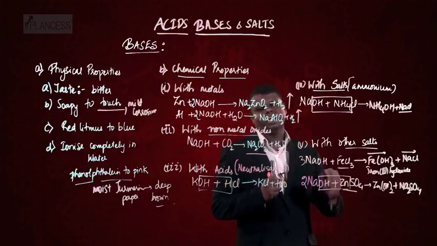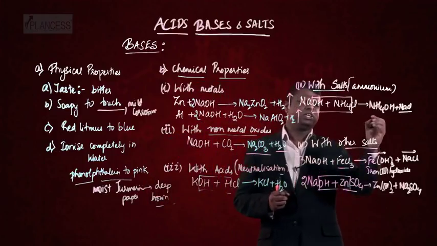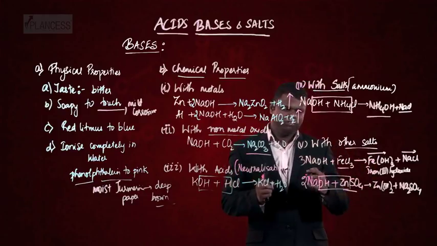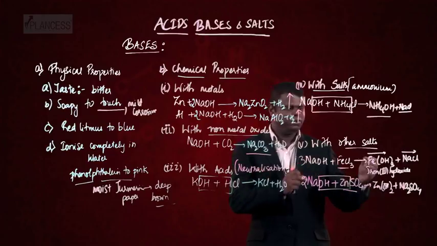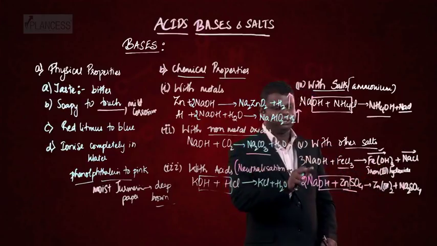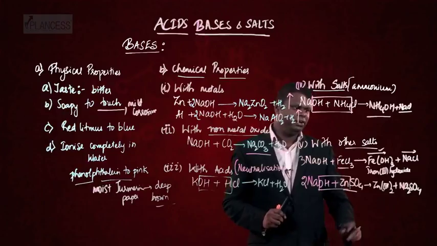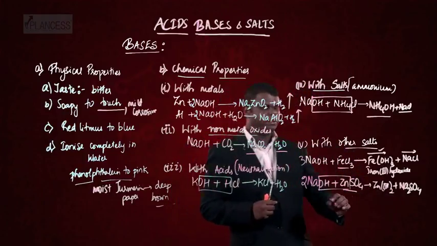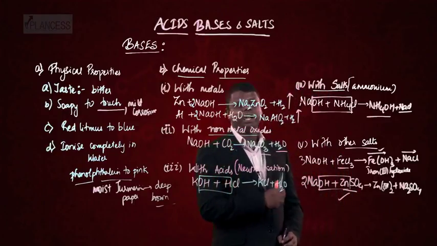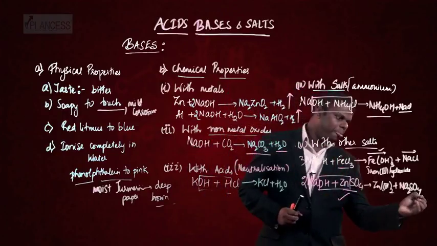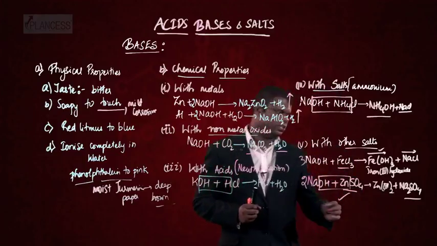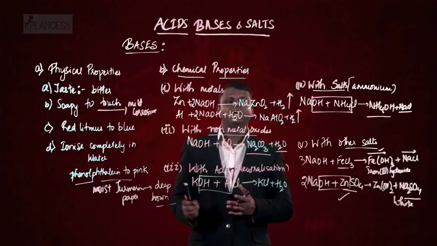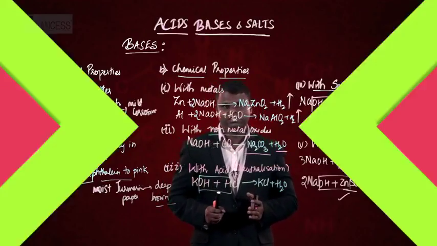And then with salts like ammonium chloride, it forms the corresponding ammonium hydroxide releasing sodium chloride. With other salts, it forms a different type of salt releasing a different type of base. You have sodium hydroxide reacting with iron chloride to form iron hydroxide and sodium chloride. Similarly, sodium hydroxide reacts with zinc sulfate to form zinc hydroxide, which is again a base, and it releases sodium sulfate, which is a white colored powder. So this was about the physical and chemical properties of bases.